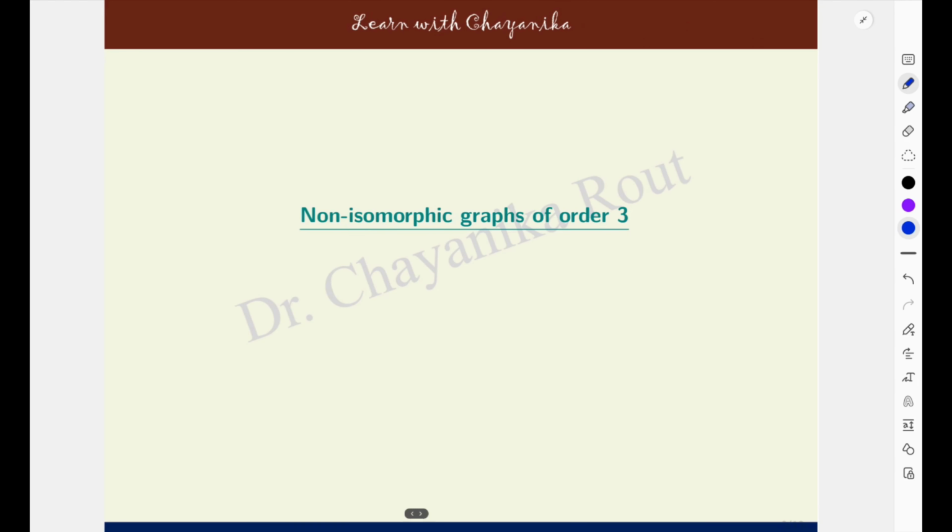Next, we will try to find out all the non-isomorphic graphs of order 3. Basically we need to draw all the simple graphs that we can have of order 3, but the graphs would be non-isomorphic to each other. Let's see how we can do that. If the graph has to have order 3, there should be 3 vertices in the graph. So the very first graph that I am going to draw is the edgeless graph. This is a graph with order 3 with no edges.